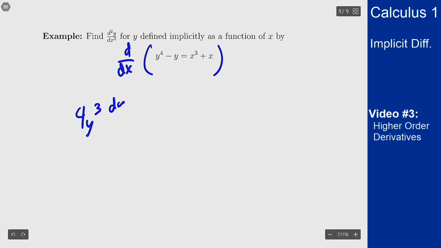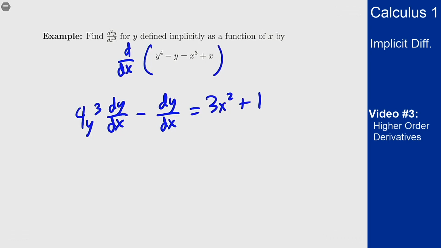Find the second derivative of y with respect to x for y defined implicitly by the following formula. We did the first derivative of this before, but we'll do the whole process from the start to see what that looks like. I have my implicit function here. I need to differentiate the whole thing with respect to x and see what I get. So differentiate. This gives me a 4y cubed dy dx from the first term, a minus dy dx from the second term, equals 3x squared plus 1.